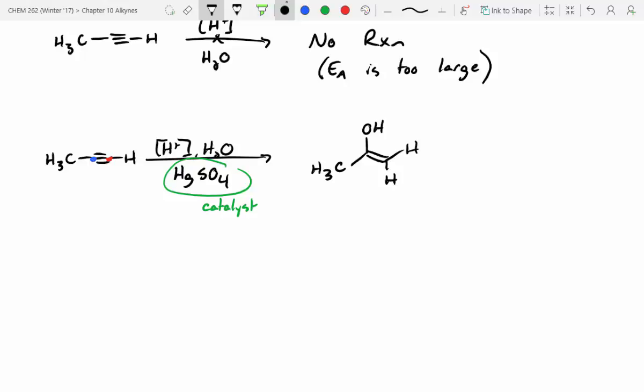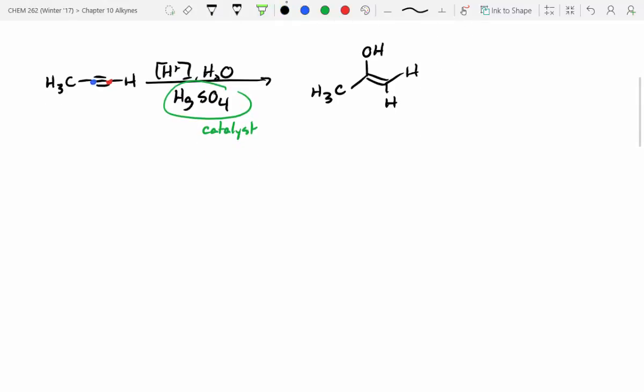This is a really special compound. This is an alkene and an alcohol mushed together. So chemists like to refer to this as an ene-all. The ene referring to the alkene portion and the all referring to the alcohol. So, ene-all.